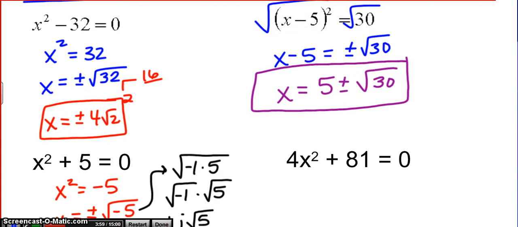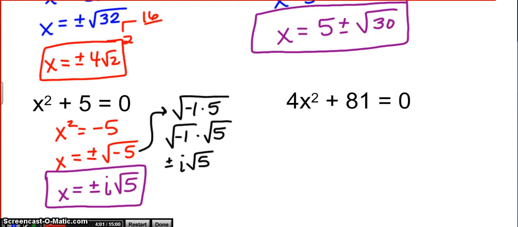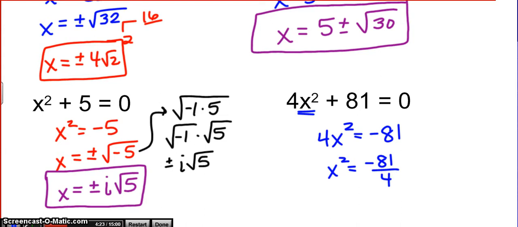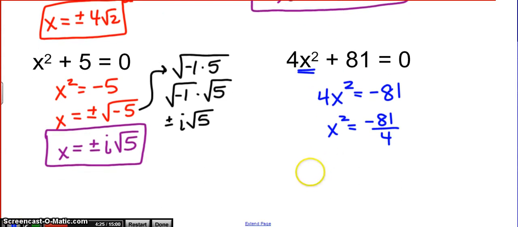Alright, and then our last example for extracting roots. We again have something squared, a term with a 2 on it, and a constant term. So we're going to move things over to isolate our squared term. So I'm going to say 4x squared equals negative 81. x squared equals negative 81 over 4. Take a square root of both sides. x will be equal to plus or minus the square root of negative 81 over 4.